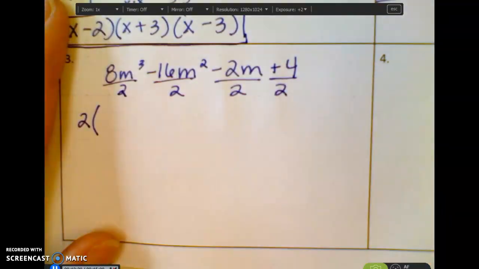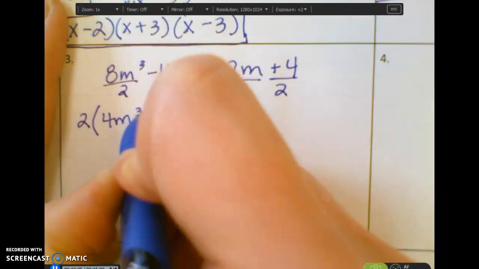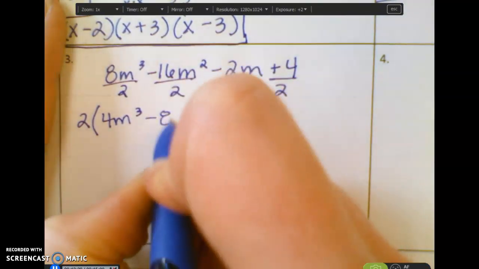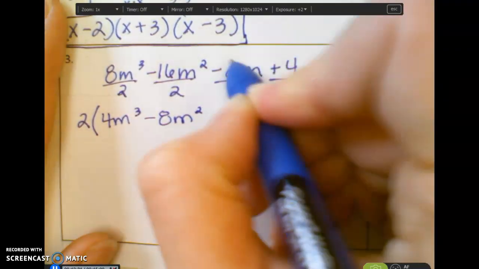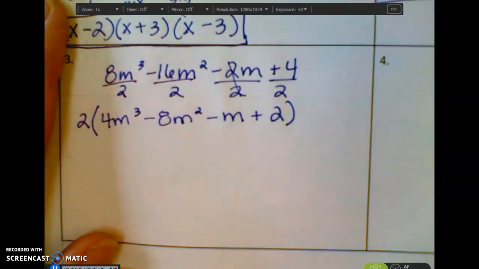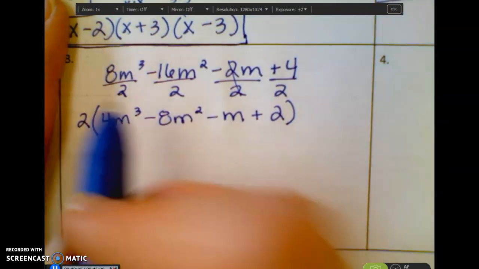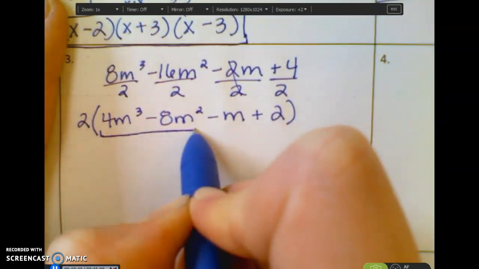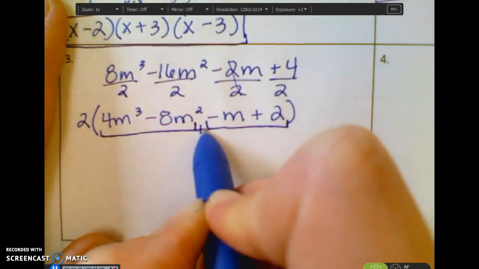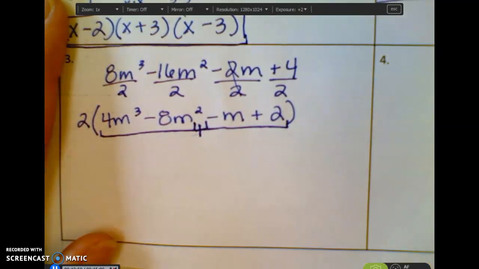So bring down that 2. 8m cubed divided by 2 will give us 4m cubed. Negative 16m squared divided by 2 will give us negative 8m squared. The 2's cancel and we're left with negative m, and 4 over 2 is 2. Now that we took out our GCF and we see it's in standard form, we're going to group. So I'm actually going to group them like this time, since we already have parentheses. And again, remember, when that's a minus, you need to take the minus, and there is a plus sign in between those.